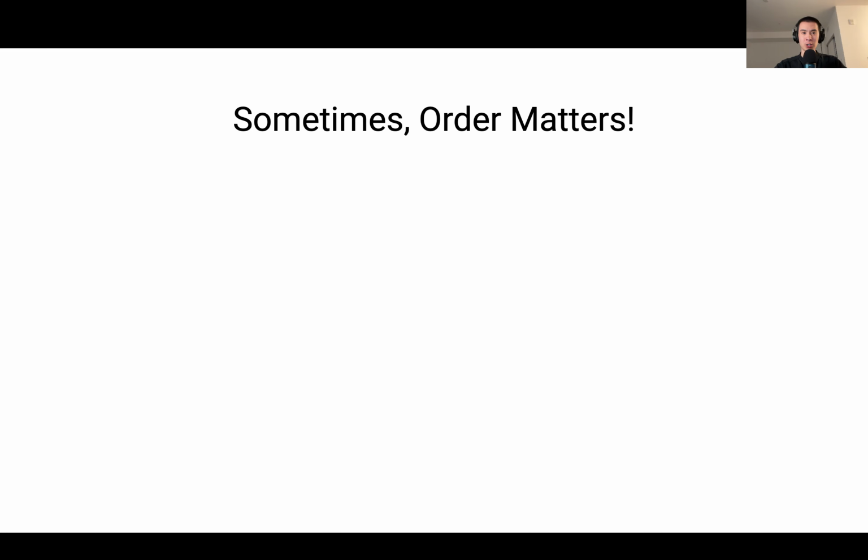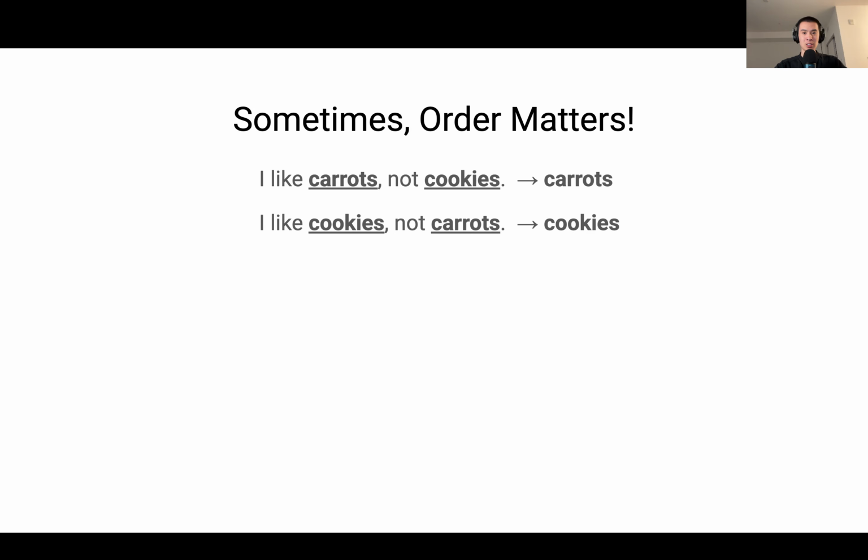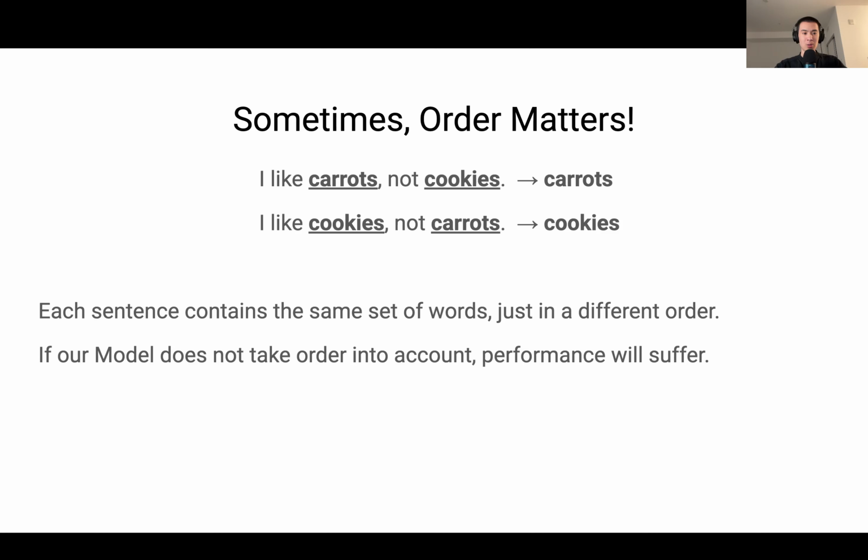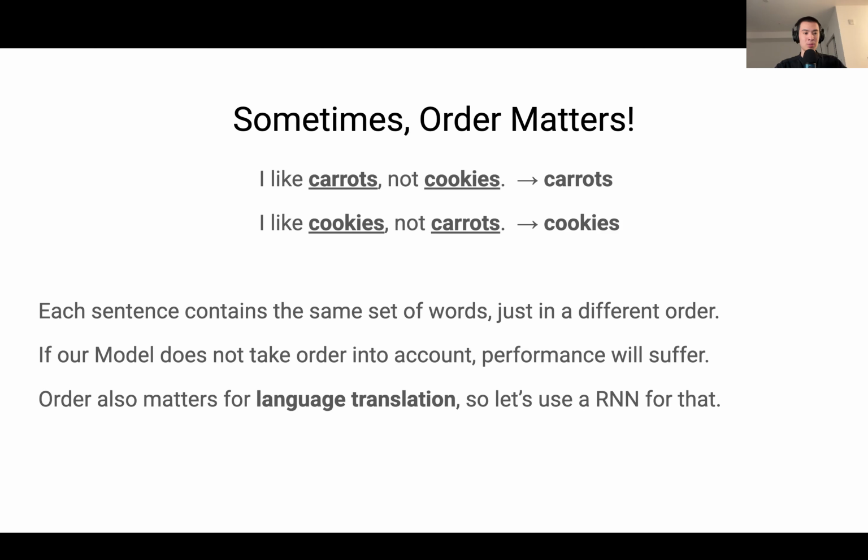So, quick refresher on RNNs. Sometimes order matters. In these two sentences, in the first sentence, I like carrots. In the second sentence, I like cookies. Each sentence contains the same set of words, just in a different order. If our model does not take order into account, performance will suffer.